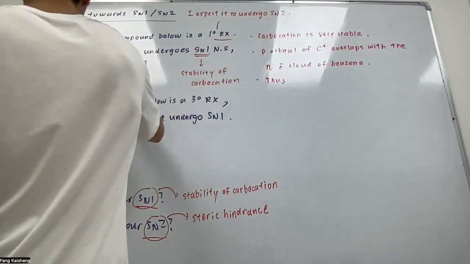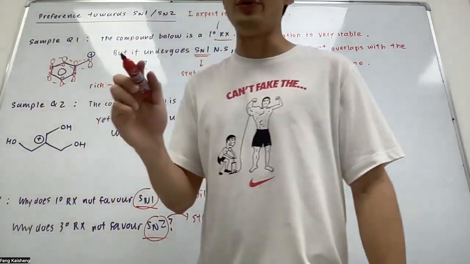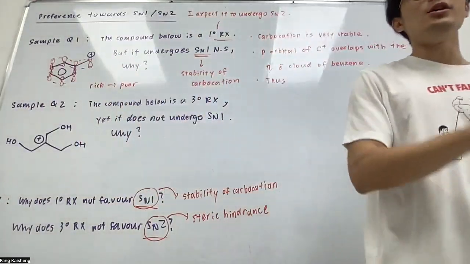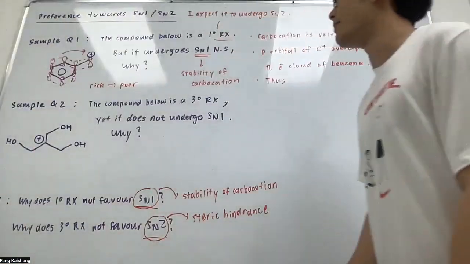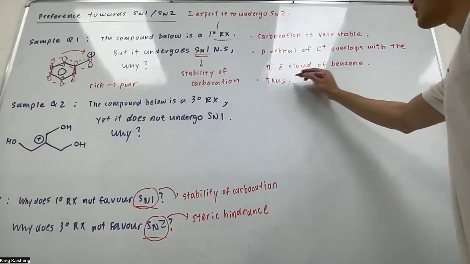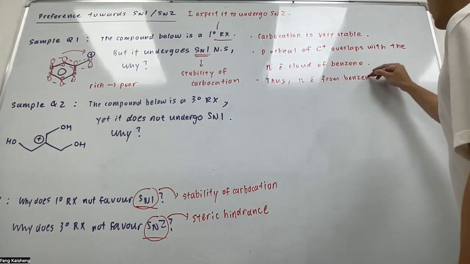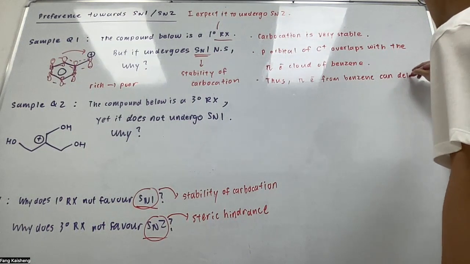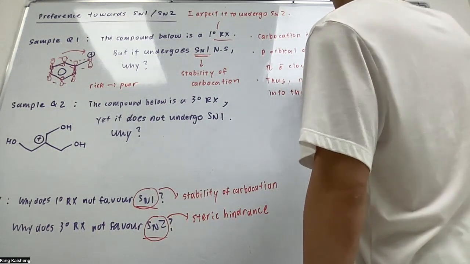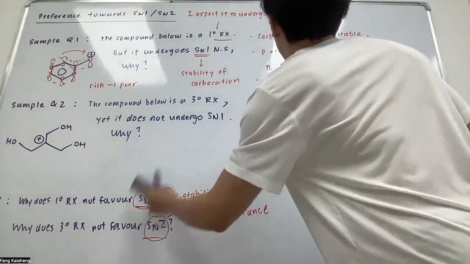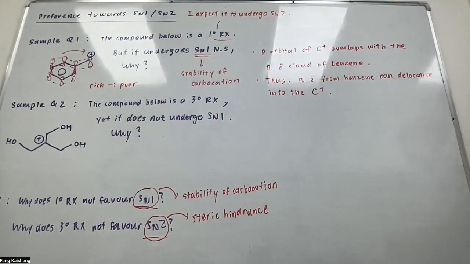Guys, take note, delocalization also follows the idea of rich to poor. So, who is rich and who is poor? Benzene is rich, the carbon with the plus charge is poor. So the direction is from benzene to carbon. Thus, pi electrons from benzene can delocalize into the carbon with a plus charge. Then, so what?